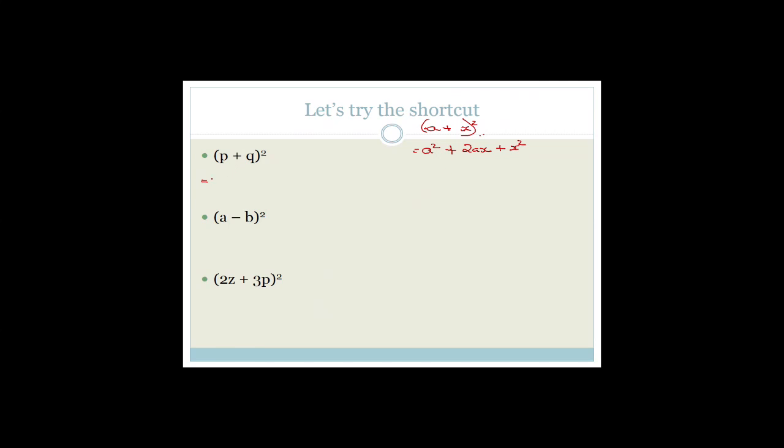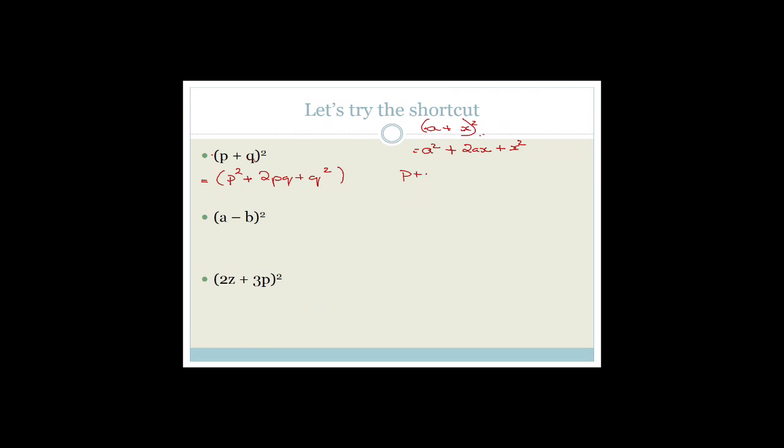Okay, so let's practice. Square the first term, p squared. Square the last term, q squared. Then we are multiplying these two and doubling them. So p times q is pq, and then we double it, so it becomes 2pq. This sign is always the sign of the bracket, the actual term. And that's your answer. Let's now multiply this out just to make sure it works.